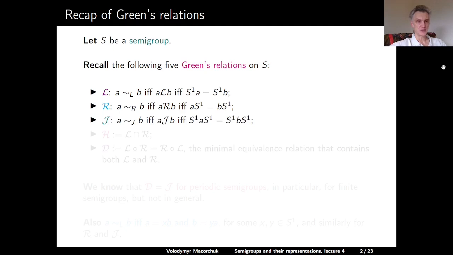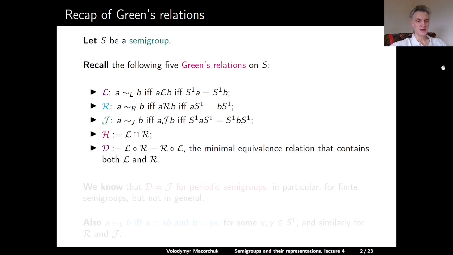Then we have the two-sided relation J. Two elements in S are J equivalent if and only if the corresponding principal two-sided ideals coincide. And after these 3 relations which are defined using ideals, we also define the relation H as the intersection of the left relation and the right relation, and we define the relation D as a product of the left relation and the right relation, taking into account that these two relations commute inside the semigroup of binary relations.